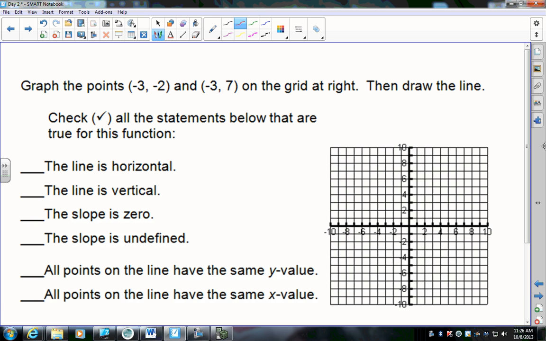Now this next one says negative 3, negative 2. So I go over negative 3, down negative 2, and put a dot. Then it says negative 3 and 7. I go up here to 7, put a dot. And then we need to draw our line. It is a what type of line? It is a vertical line. Now, the slope, it can make a U. That's going to help me know that my slope is undefined.